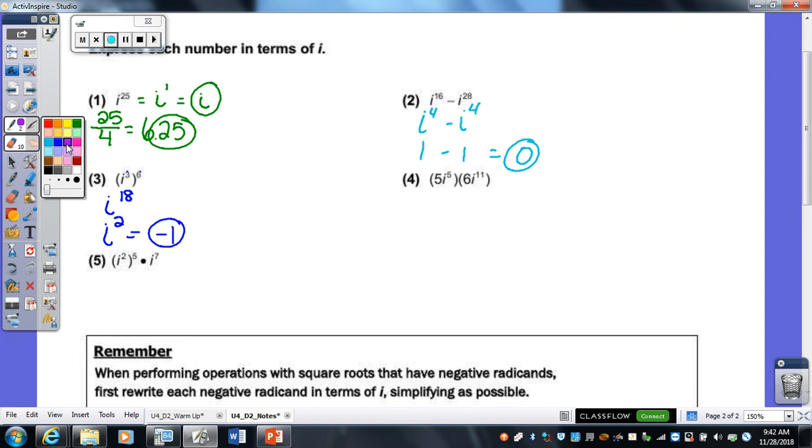So looking at number 4, 5 times 6 gives us 30. This is the one where we would add our exponents because you're multiplying. So 5 plus 11 gives us i to the 16th. So perform the operation first. And now let's simplify our i. So 16 divided by 4 gives us 4. It's a whole number. So that means this is the same as i to the fourth, which, what is i to the fourth? 1. So this is really 30 times 1, so it's just going to be 30.